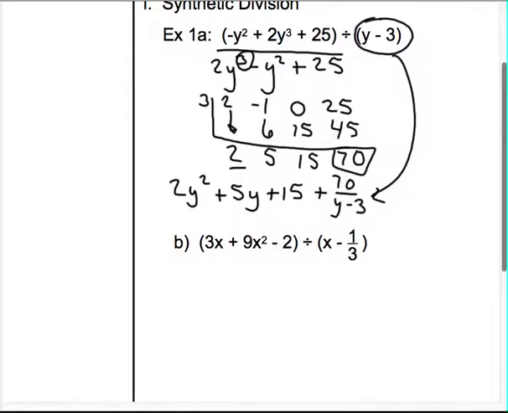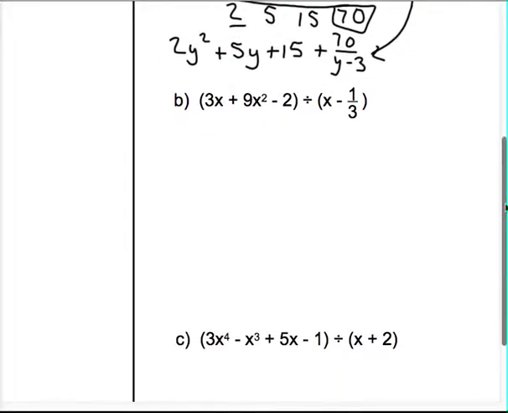Let's take a look at a couple more. This one, again, is not in standard form, so I'm going to rearrange it. 9x squared plus 3x minus 2. Again, what I'm dividing by has the x term, or the variable, all by itself. Coefficient of 1, power of 1. And it's a binomial. I'm just adding or subtracting a constant.